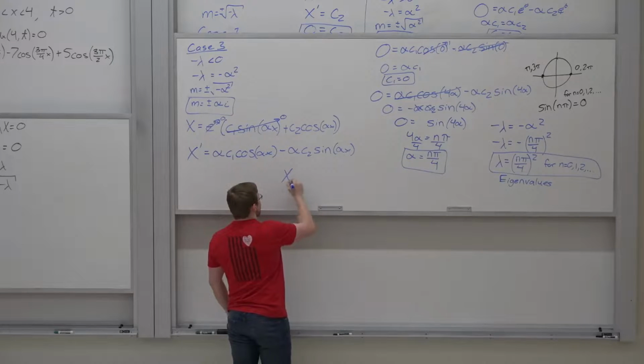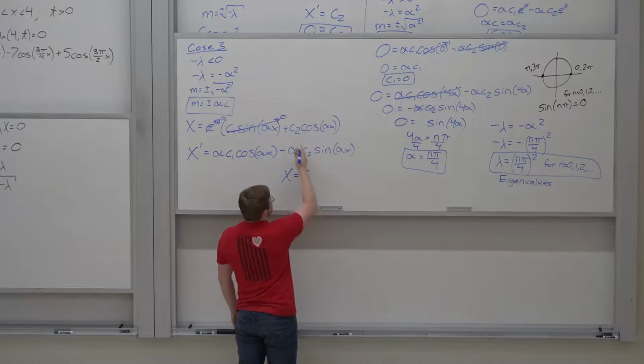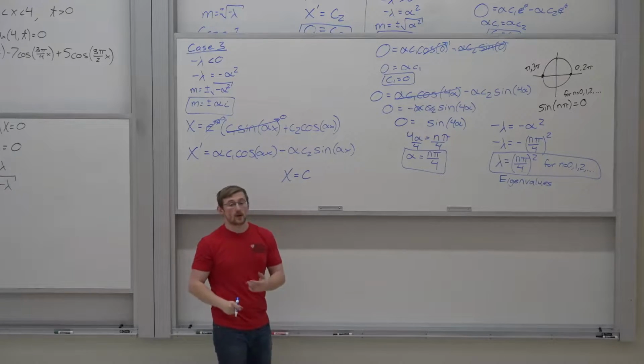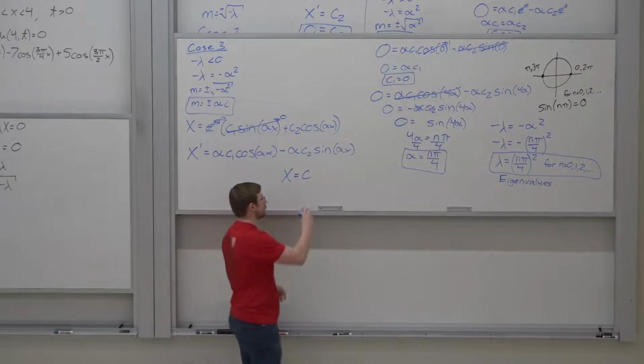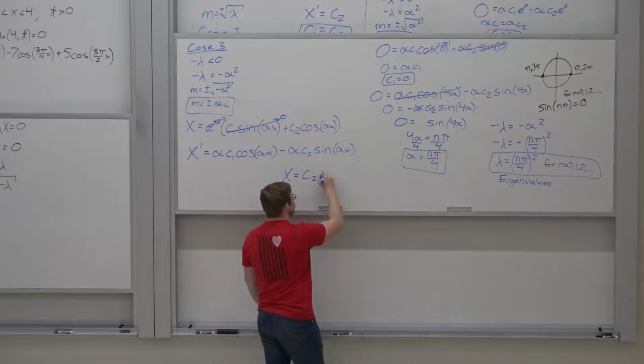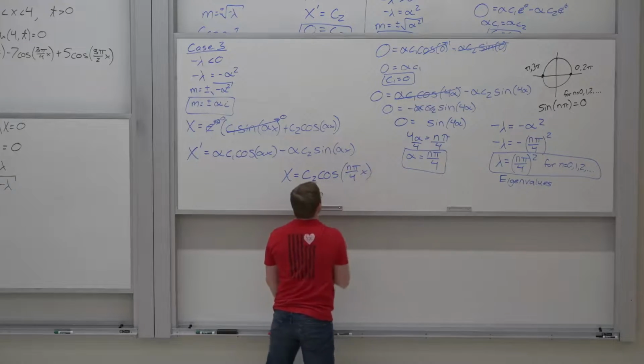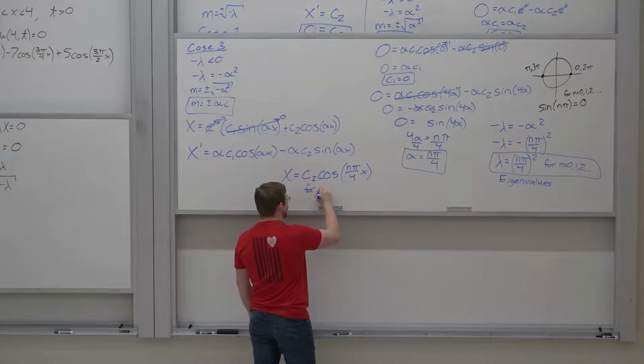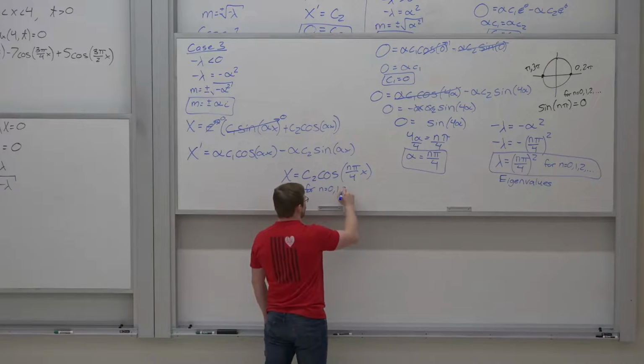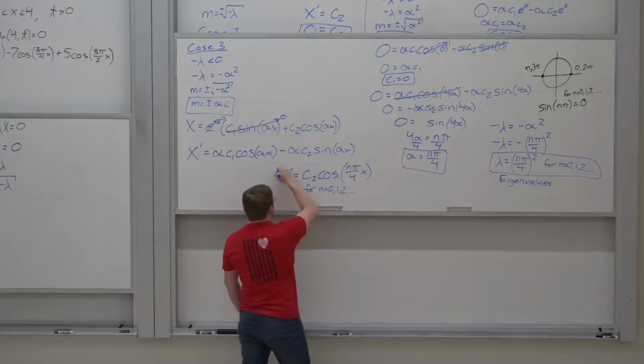So we have x is equal to C2. I never found out what that was, so it can still be any constant. So I'll leave that as C2 cosine of alpha, which is n pi over 4 times x. And this is again for n equal to 0, 1, 2, and so on.